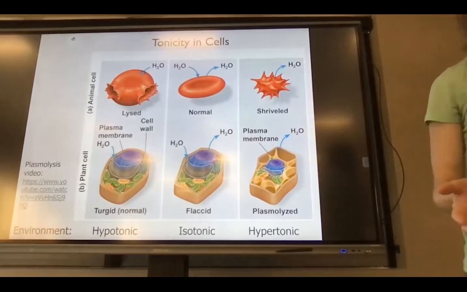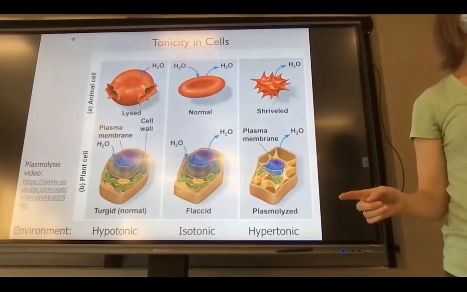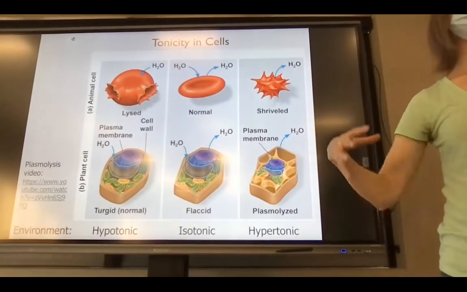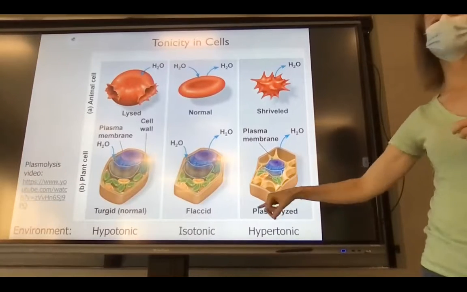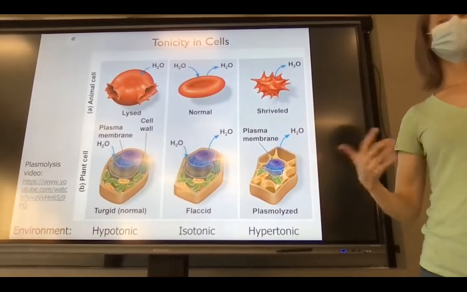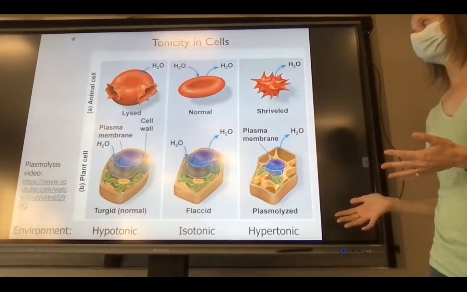So that's plasmolysis. That's the last part of that lab. As long as you understand that plant cells will shrink down in a hypertonic solution because water is going to leave them, that's the whole idea behind plasmolysis.